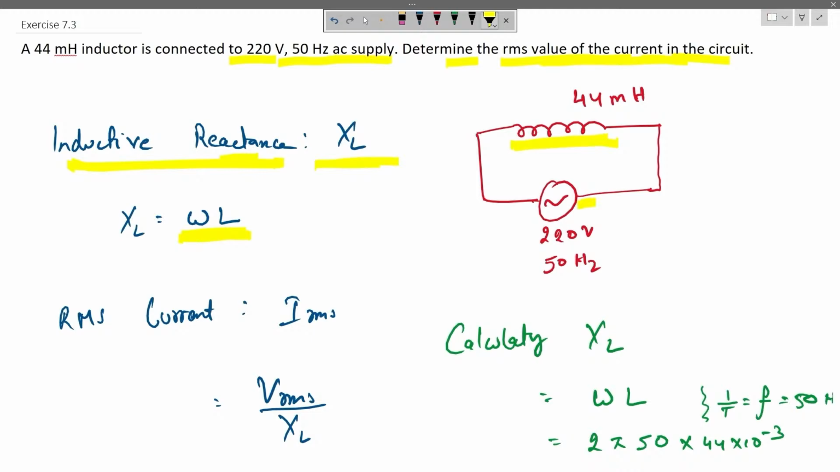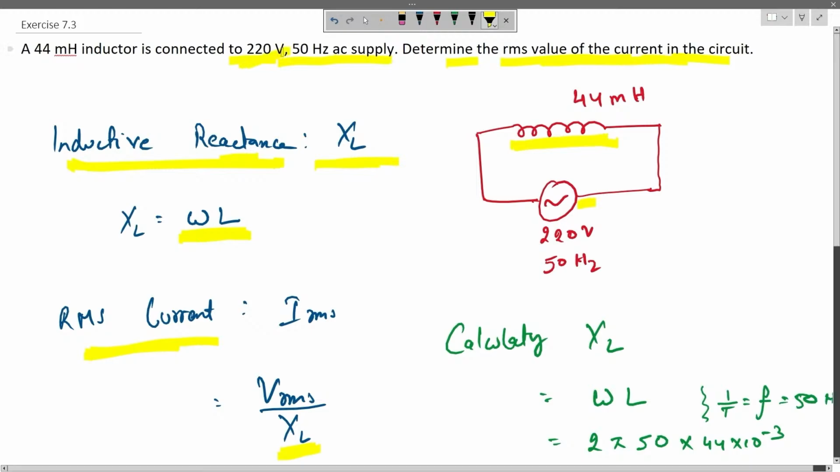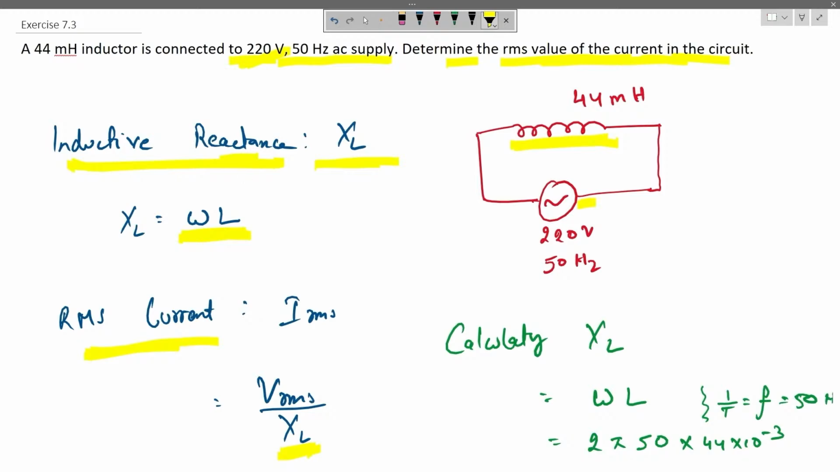Now RMS current would be equal to VRMS by XL, as XL is representing the resistance in the circuit. So we can find out the RMS current using this formula, that is VRMS by XL. We have been given the VRMS, that is 220 volt, and XL we have to find out, that is inductive reactance. Now inductive reactance can be found out as we have been given the value of L, that is 44 millihenry, and we have been given the value of omega as well, because omega, as I said, is 2 pi times frequency. So 2 pi is 2 into 3.14 times frequency is given, that is 50 hertz.